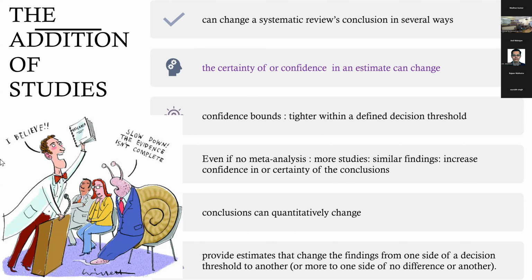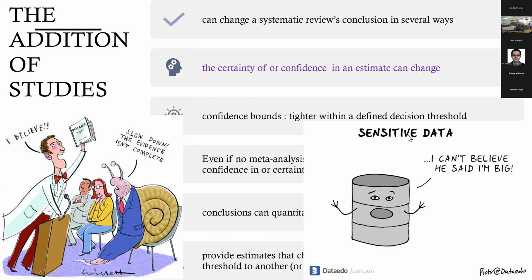So when everybody says, I believe that this treatment is great, then somebody will say, slow down, the evidence isn't complete. Some people say the new study should be so big, but there's a concept of sensitive data. Even a small study may be able to change your confidence in the final systematic review estimate. So just being sensitive, a small amount of data itself can sometimes change things, and I'll talk about the methodology and then you'll understand what I mean by sensitive data.